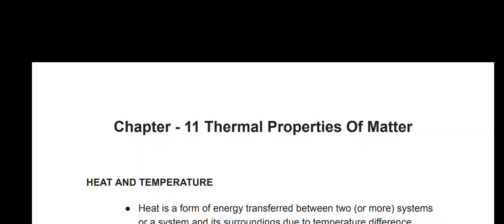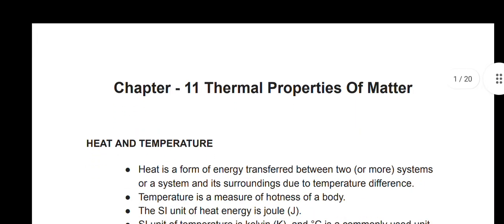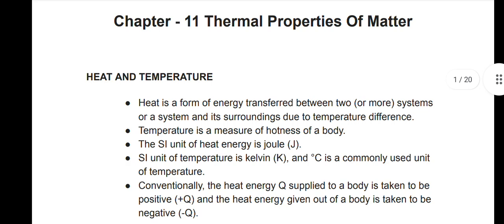The thermal property of matter. Heat and temperature. Heat is a form of energy transferred between two systems or a system and its surrounding due to temperature difference. Temperature is a measure of hotness of a body.